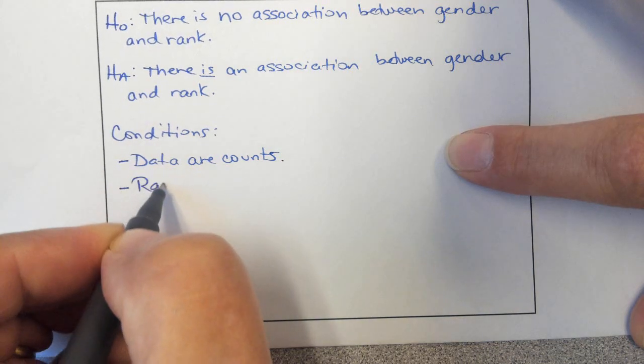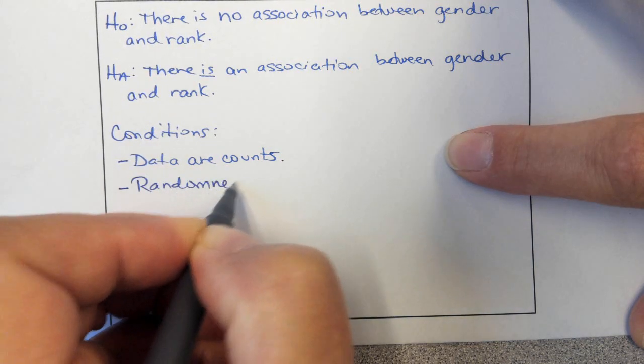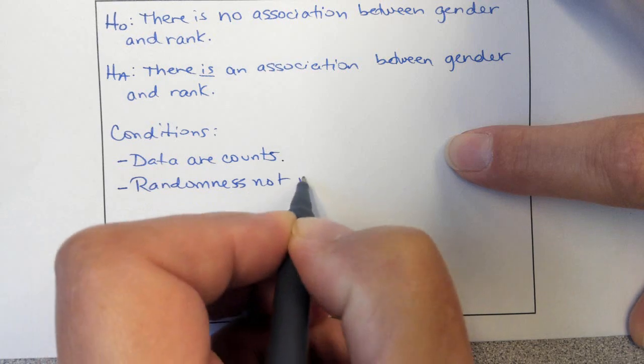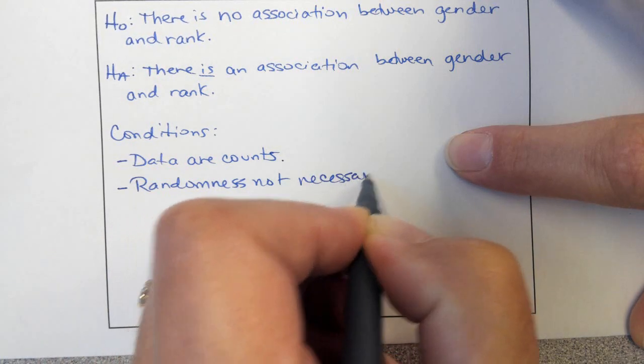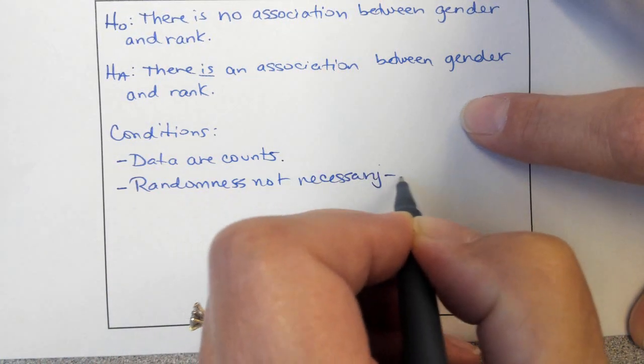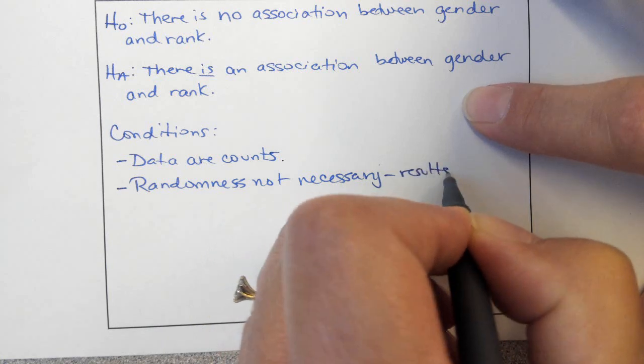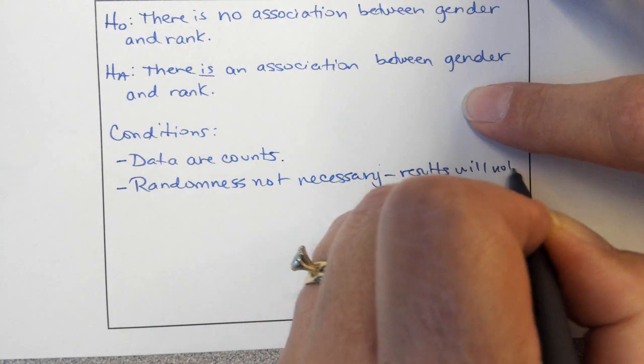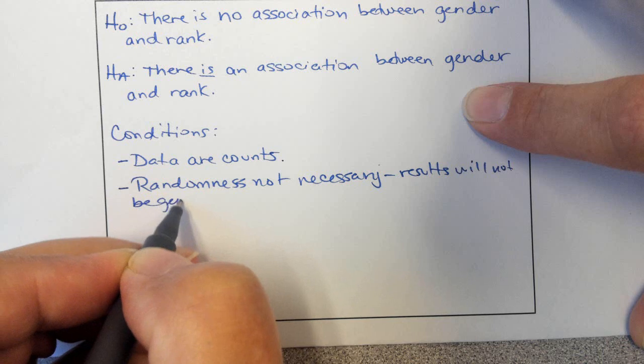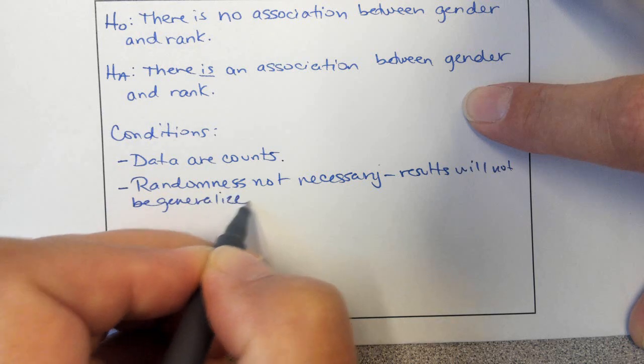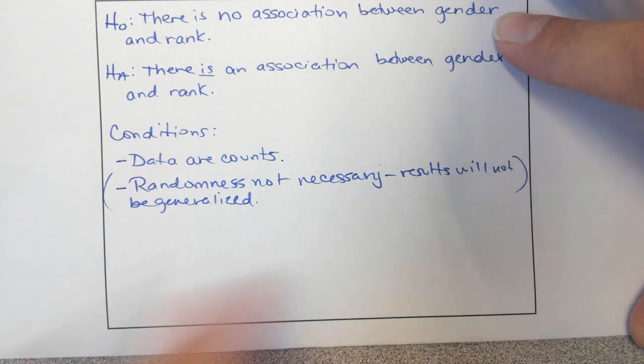So randomness, not necessary, results will not be generalized. So this is just really a note to you. You don't even have to write that down on the AP exam. You can just skip right past that one.